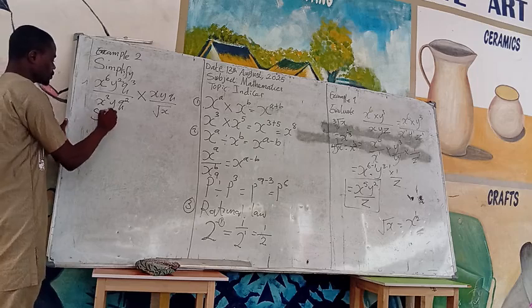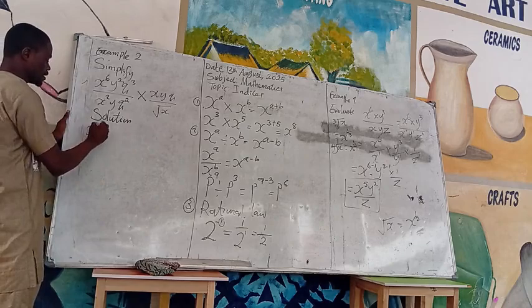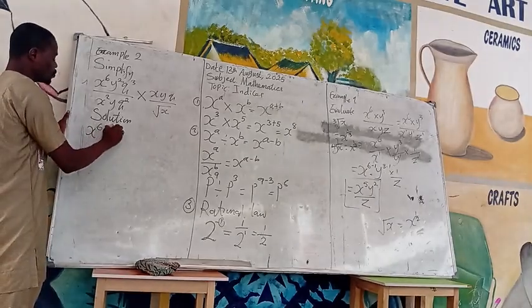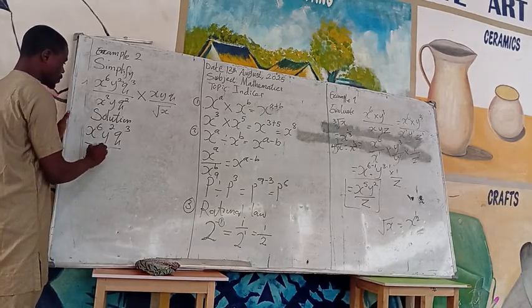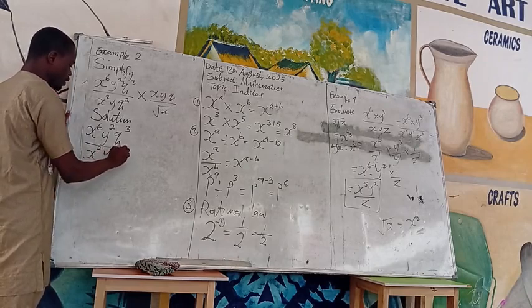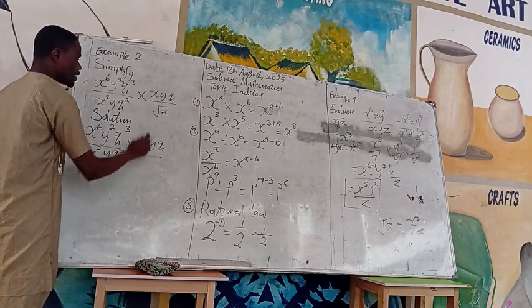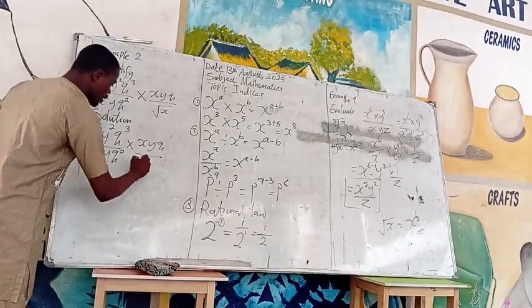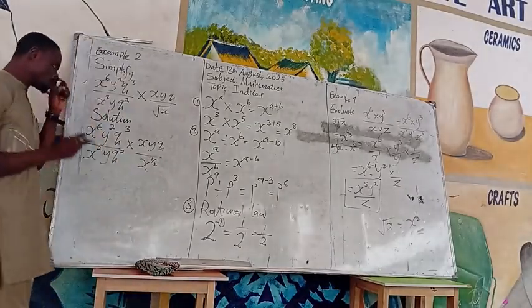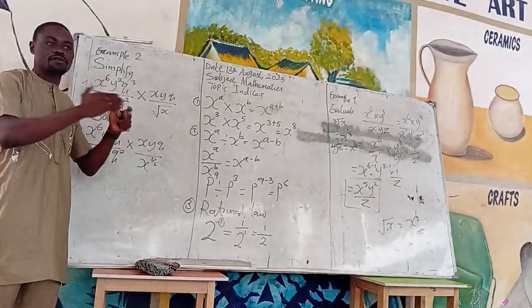Solution. We have x raised to power 6, y raised to power 2, q raised to power 3, all over x square, y, q raised to power 2, times x, y, q, all over square root of x, which is the same as x raised to power 1 over 2. Right? So what we are going to do is that we have 3 letters here, x, y, and q. We are going to try to separate them so that it will be easy for us to solve.